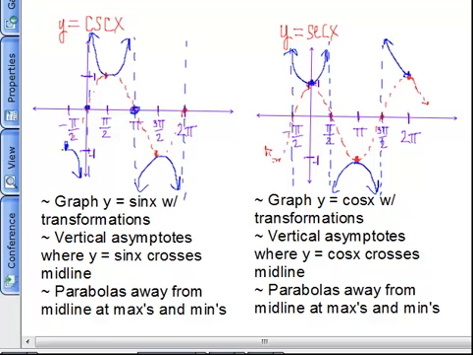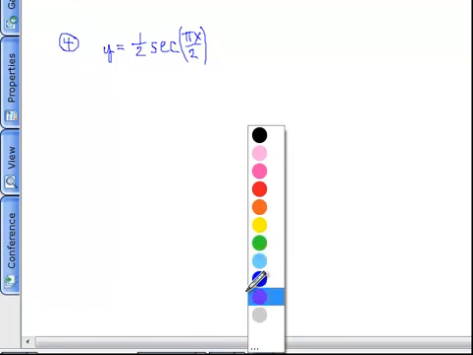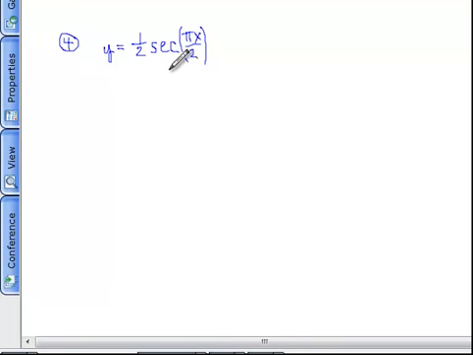I am going to do a couple examples, numbers 4 and 5. We're going to start with number 4, and it looks a bit complicated, but as long as you're comfortable with graphing cosine and sine, you'll be fine. I'm going to graph the reciprocal function of secant, which is the cosecant graph. Remember, s goes with c, c goes with s when it comes to these reciprocal functions. So 1/2 cosine of pi x over 2. This is what I want to graph.